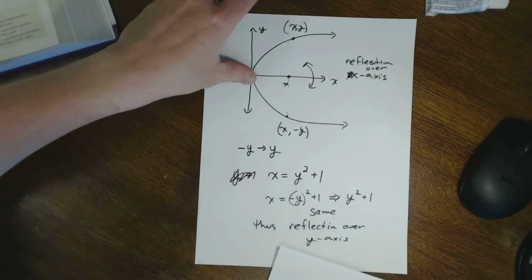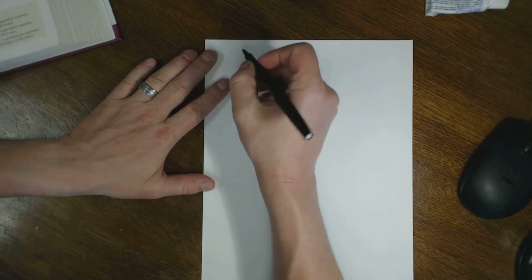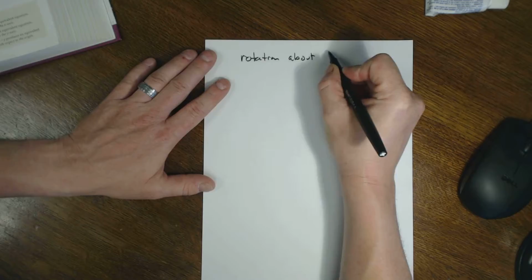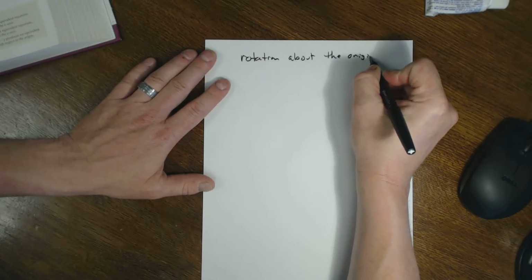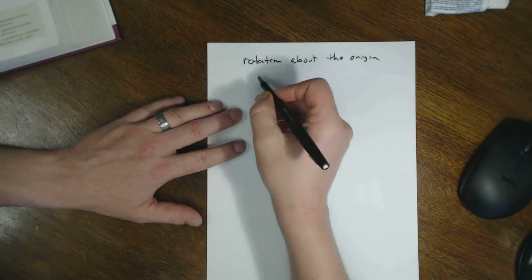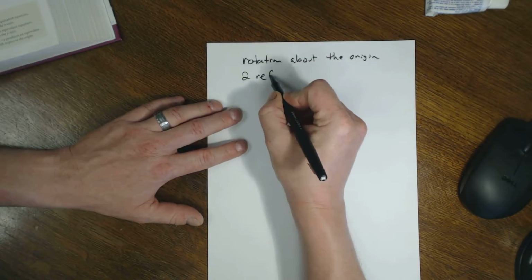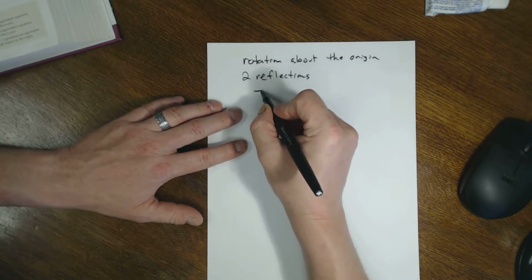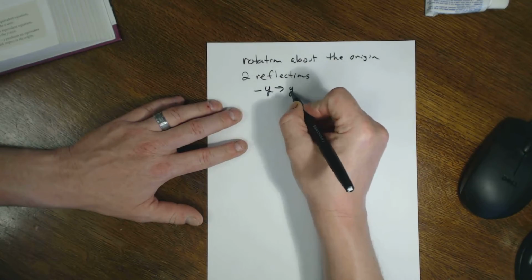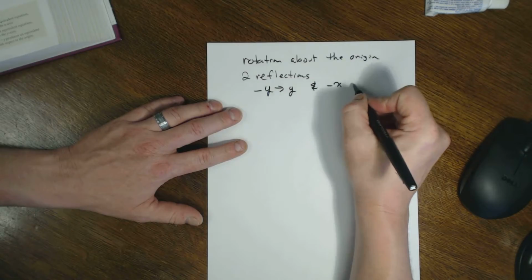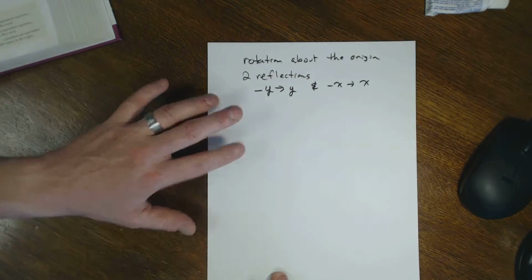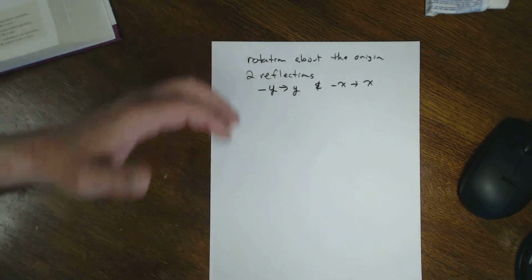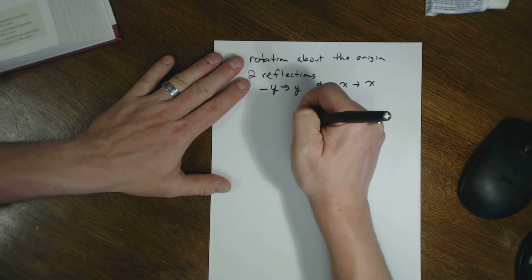Now, if you're talking about a rotation about the origin, essentially what you're doing is two reflections. And you are going to take minus y and put it in for y, and you're going to take minus x and put it in for x. And if you do both of these and you end up with the same equation, then it's going to be a rotation about the origin.